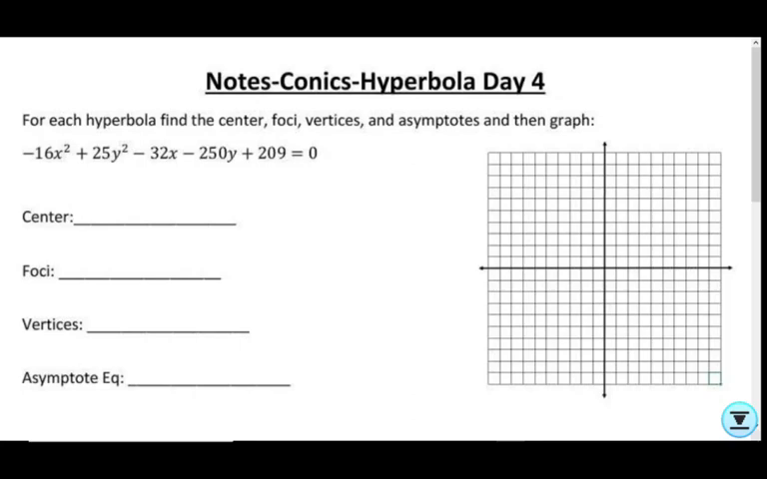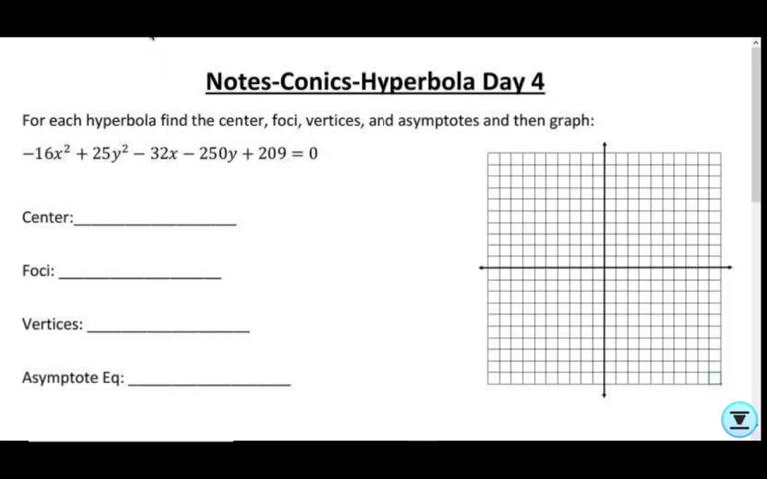Okay, so we're in day 4 of hyperbolas. The first 2 days we spent graphing. The third day we actually learned how to create the equation and then graph it. So today we're going to first complete the square and then graph it. For this hyperbola, we're going to find the center, the foci, the vertices, and the asymptotes, and then we're going to graph it.